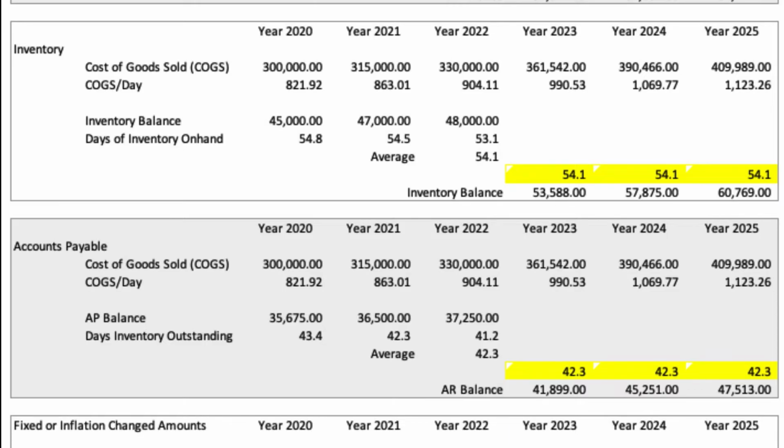But let's say we did want to make some changes. Let's say we thought having 54 days worth of inventory was way too much. We could gradually reduce it to maybe 50 for this next year, and maybe 48 for the year after, and then 45 the year after that. That shows you then what the inventory balance should be at the end of those 3 projection years.